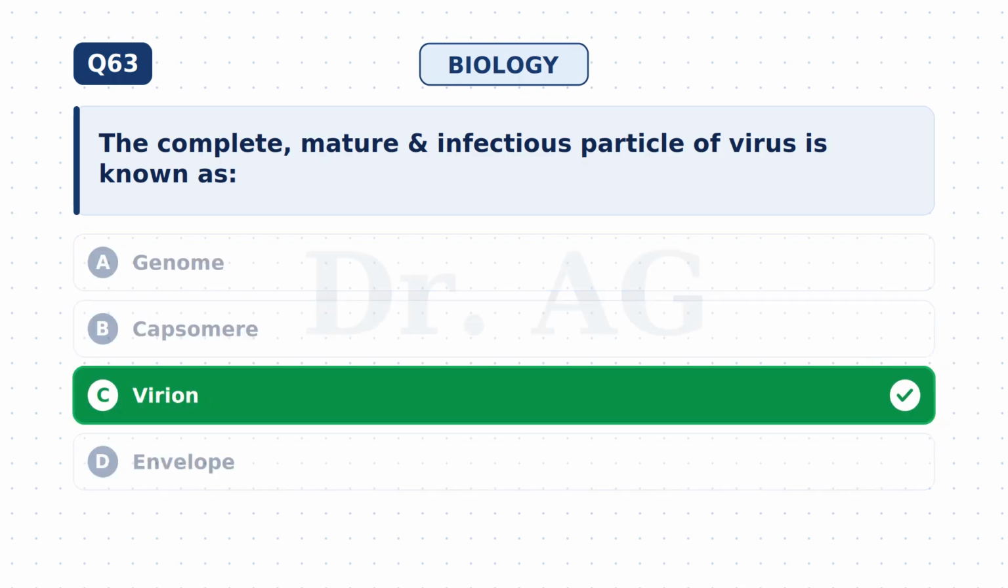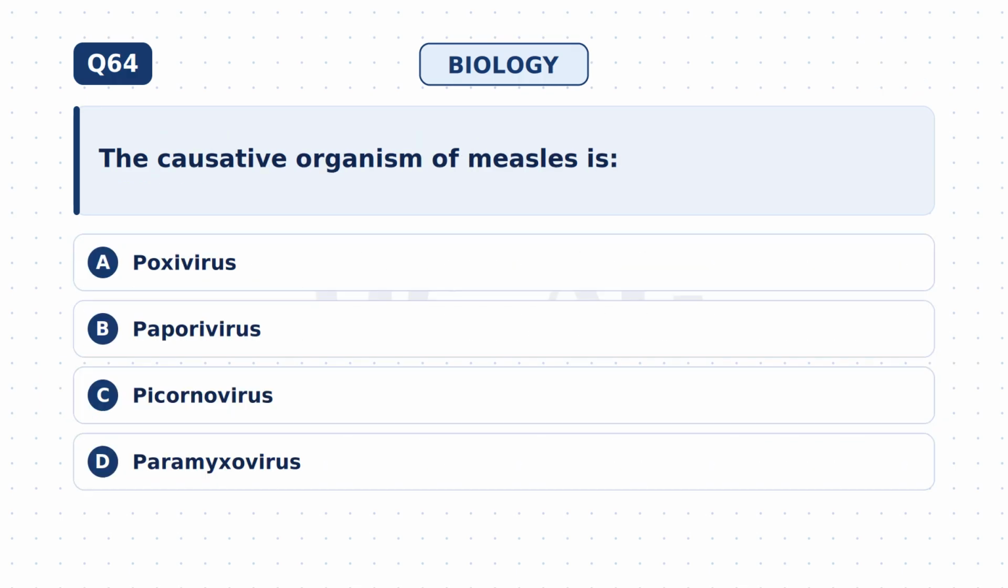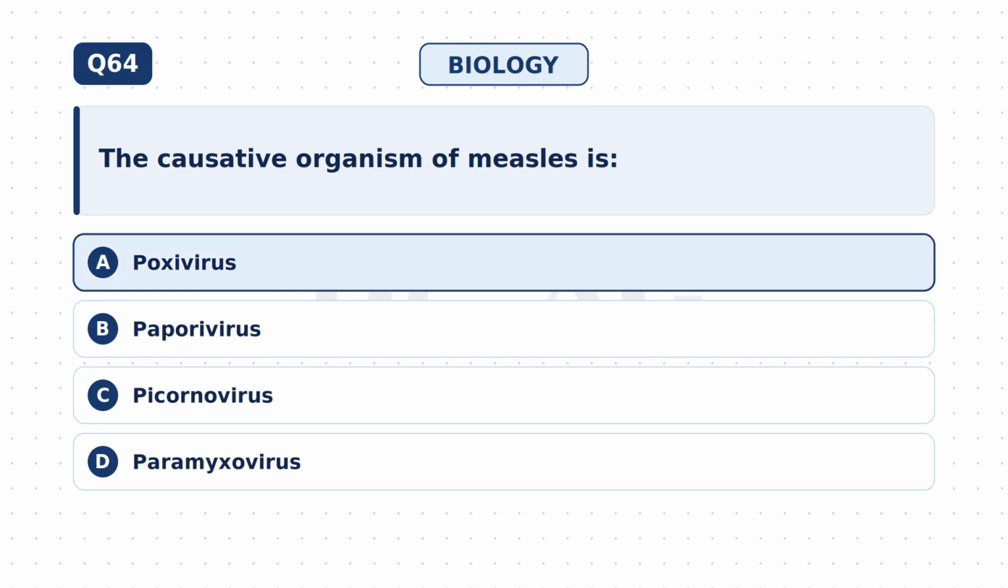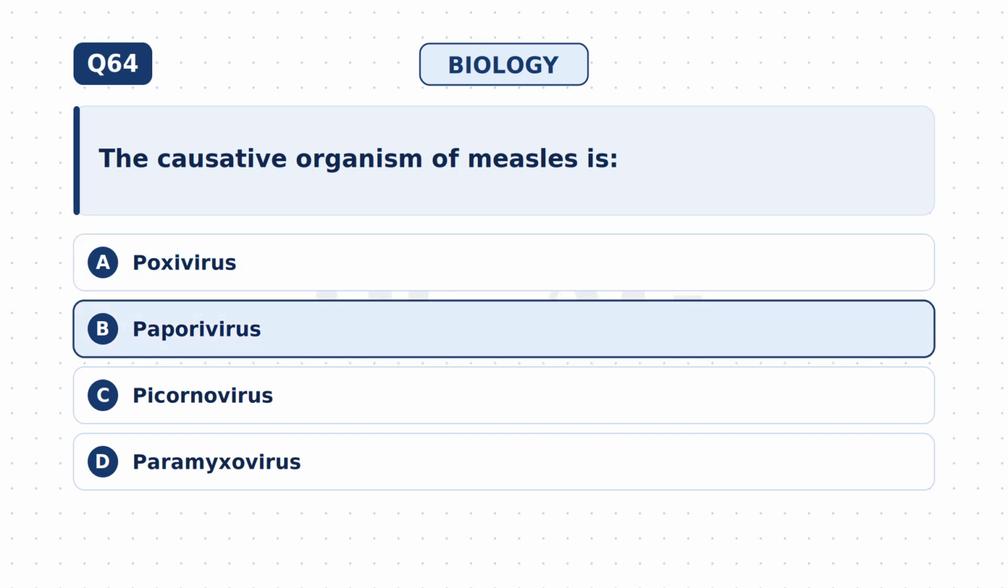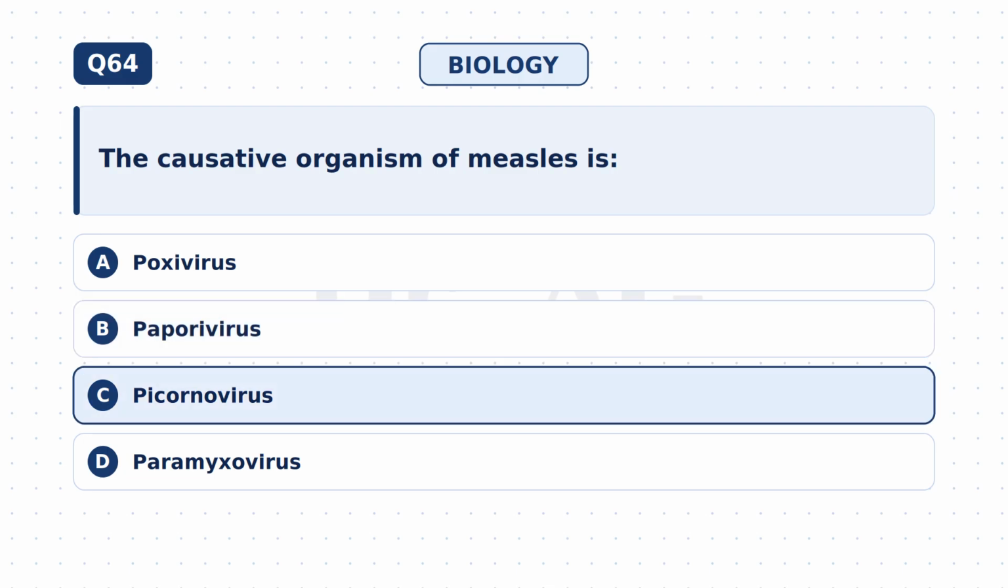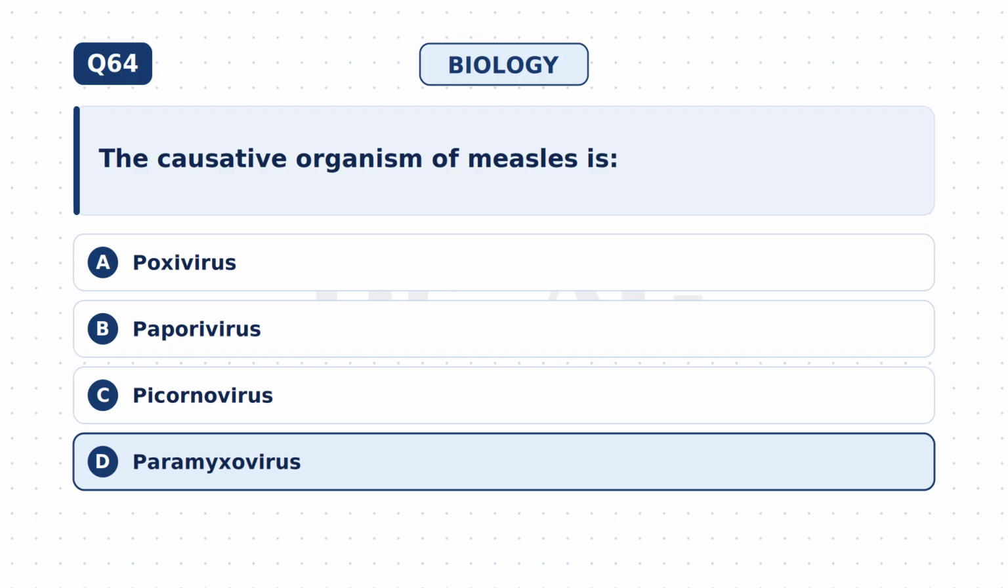The correct answer is C, virion. Question 64. The causative organism of measles is Option A, poxvirus. Option B, papillomavirus. Option C, picornavirus. Option D, paramyxovirus.